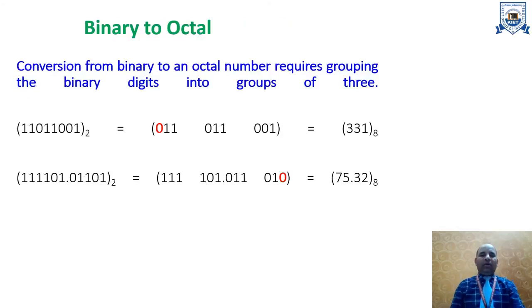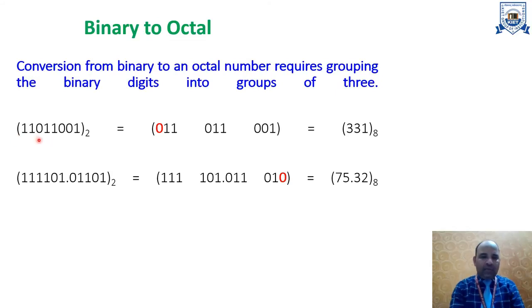Now moving further, this is another conversion. Now we will understand how we can convert a binary number into the octal number system. So friends, for making this conversion, we have to group the binary digits into groups of 3. The line clearly states that conversion from binary to octal requires grouping of the binary digits into groups of 3. Let us work out how this all happens.